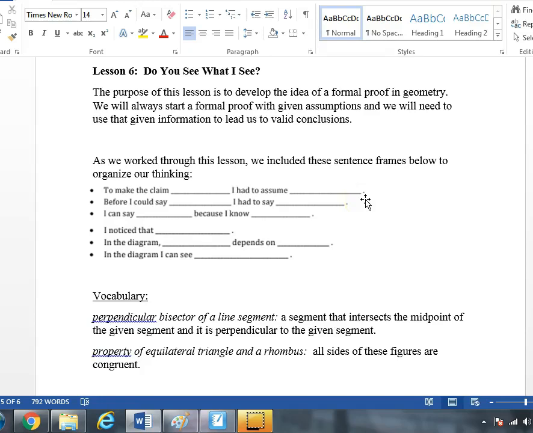For each statement that we made in class, we did back it up with a reason that that statement was true. Two vocabulary words you want to have in your notebook: the perpendicular bisector of a line segment, which is a segment that intersects the midpoint of the given segment and is perpendicular to the given segment. And then the property of an equilateral triangle and a rhombus, that all sides of these figures are congruent.